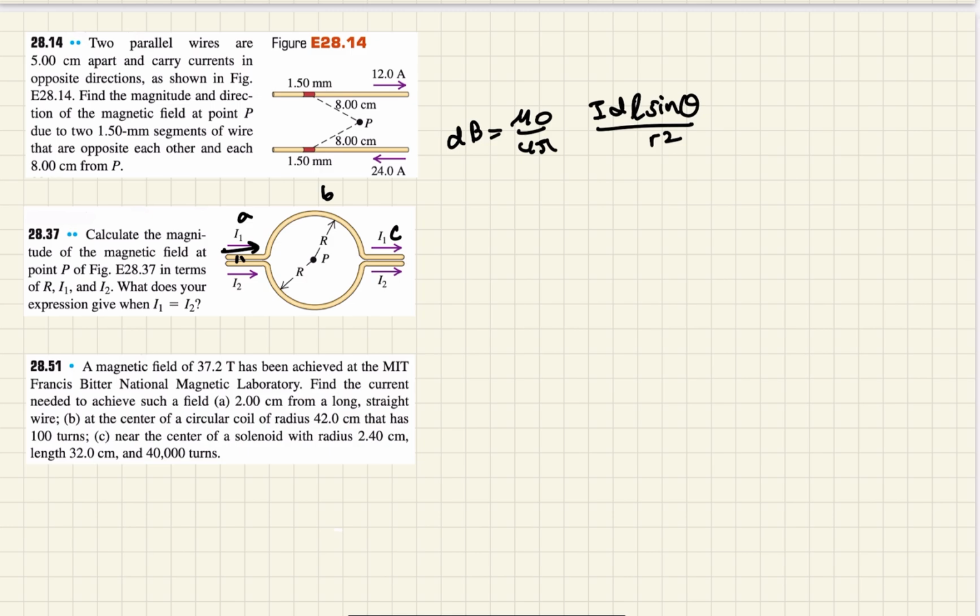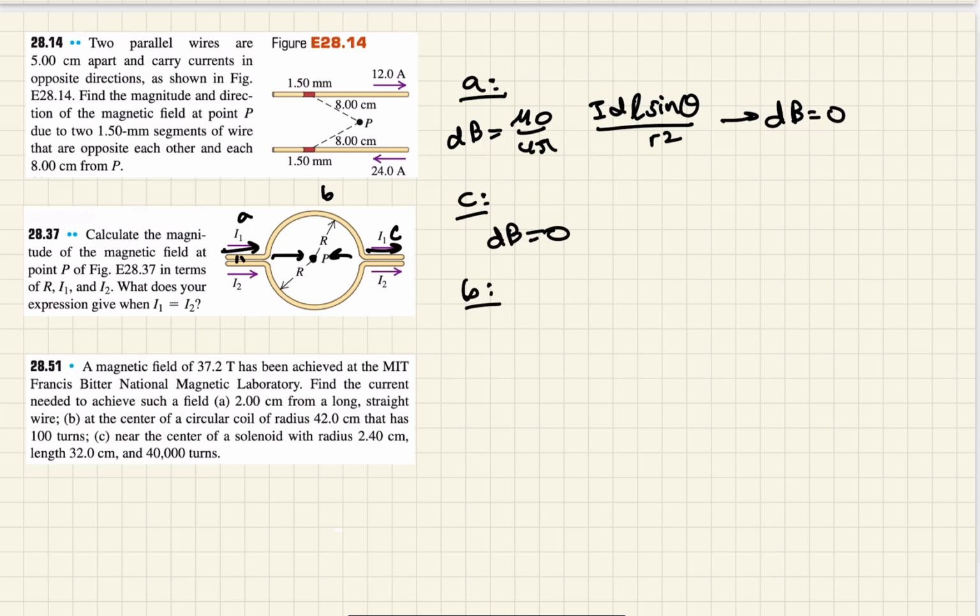Because the point we want is here, the direction of the radius is that way, current is also that way, or dL basically is that way, which means sine theta is sine of 0, which is 0, so dB is equal to 0. This is for A. And if you look at C, it's going to be the same thing, because current is that way, radius is that way. Again, it's 180 degrees this time, and sine of 180 is still 0. So for C, dB is still going to be 0.